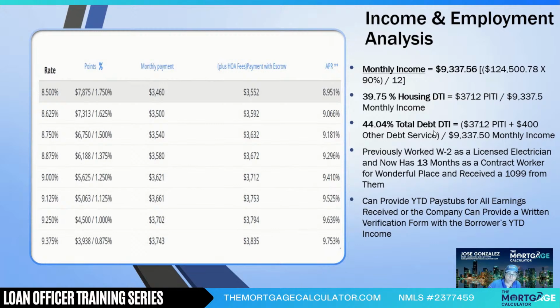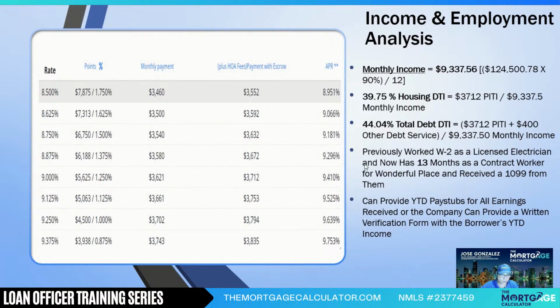So something to note when you're searching for your conduits and guidelines: some cut off at 45, some may cut off at 43, and some go to 50. In this case we're good at 3712, and we probably would still be good a little bit higher up in the rate, but he likes 9%. It's a nice round number, so we're 39.75, 44.04.